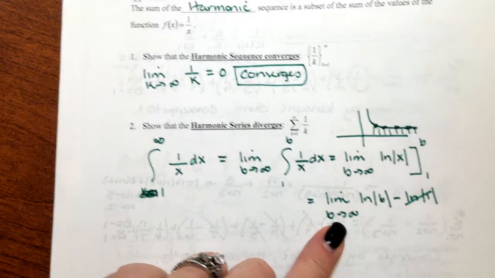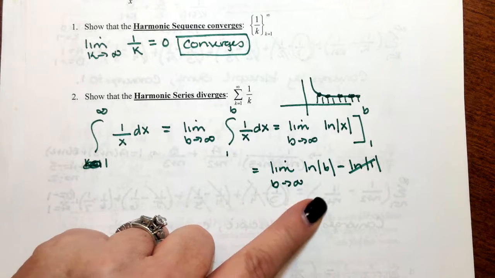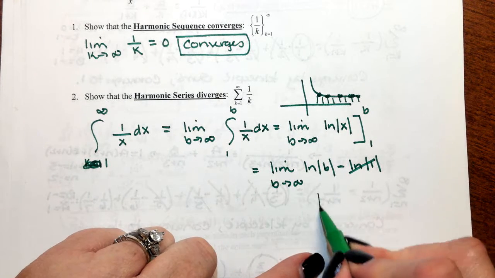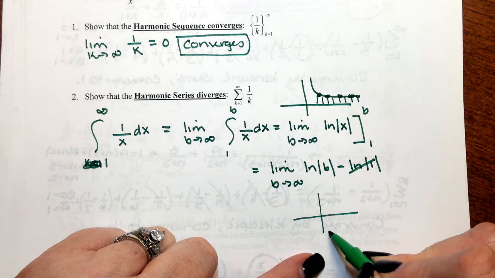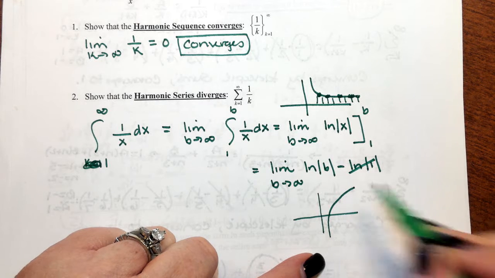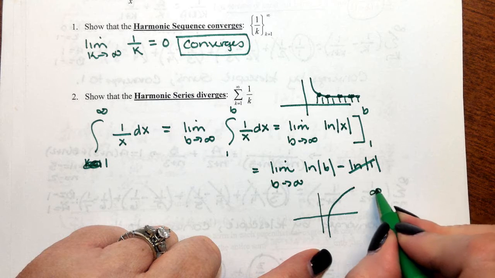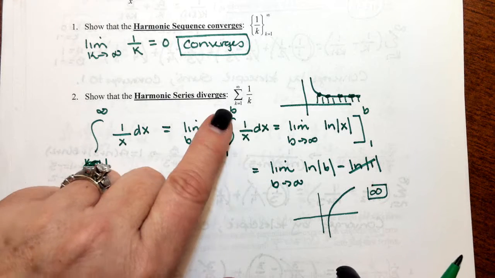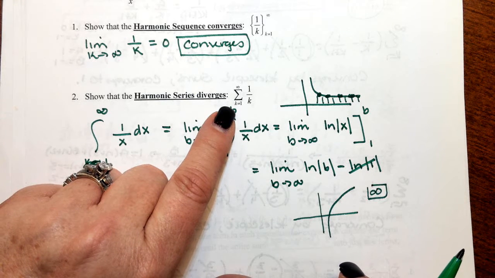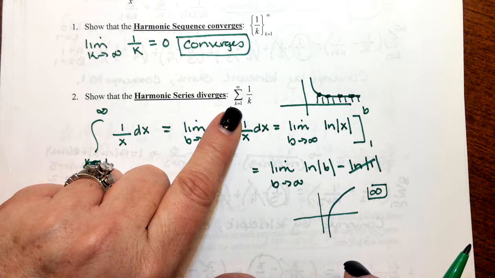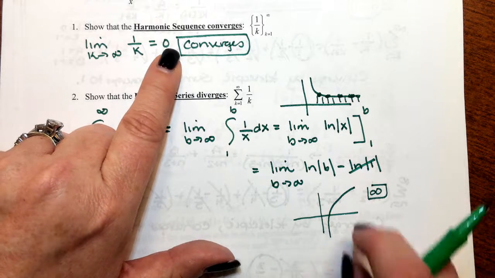So the question is what's happening with the limit as b goes to infinity of the natural log of b. Remember the graph of your natural log function? It's approaching infinity. So therefore, this series is going to diverge. So your harmonic series diverges, however, the harmonic sequence converges.